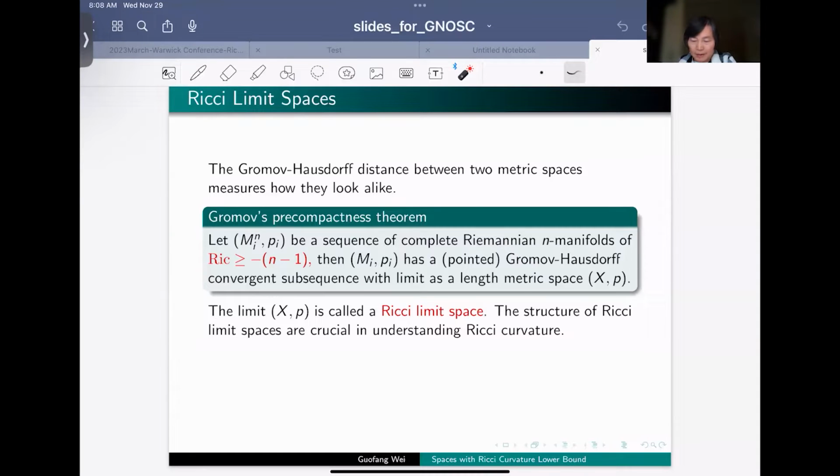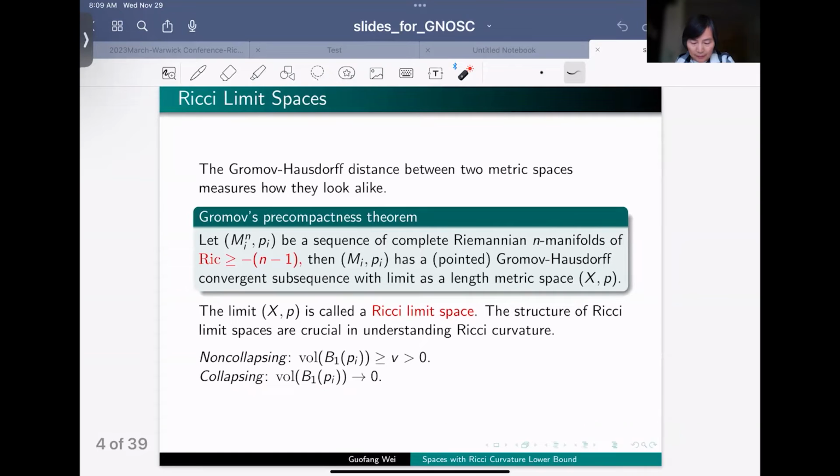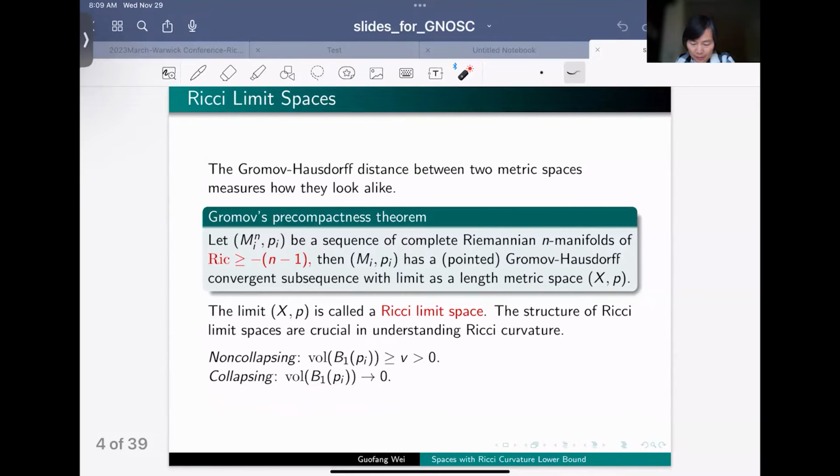For Ricci limit spaces, we usually divide into two cases. One is the so-called non-collapsing, namely if the sequence in addition has the volume of the unit ball uniformly bounded from below. When it's going to zero, that's called collapsing. They might have different structures, but in general, they are all Ricci limit spaces.